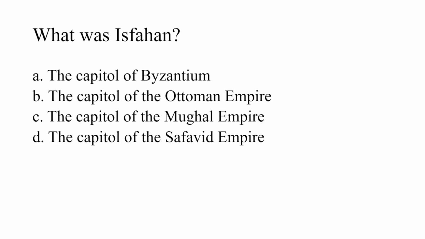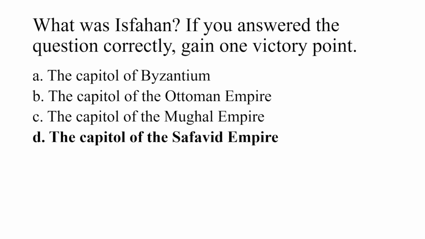Alrighty, our next question. What was Isfahan? Was it A, the capital of Byzantium, B, the capital of the Ottoman Empire, C, the capital of the Mughal Empire, or D, the capital of the Safavid Empire? And the correct answer was D, the capital of the Safavid Empire.